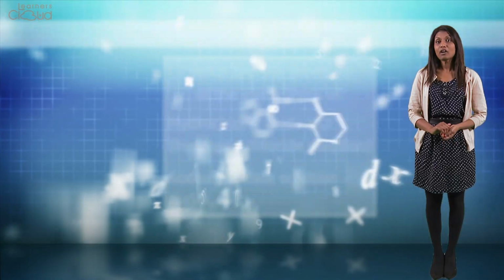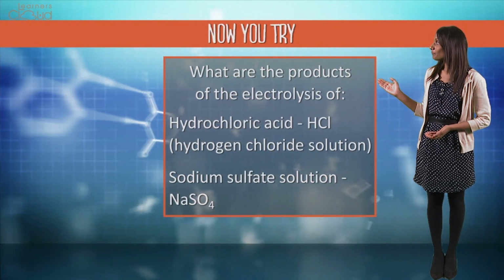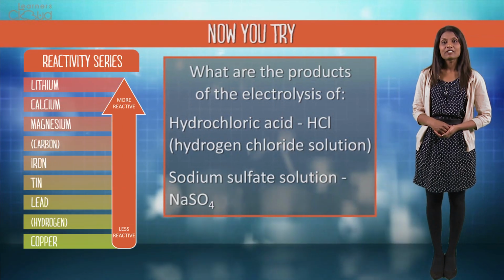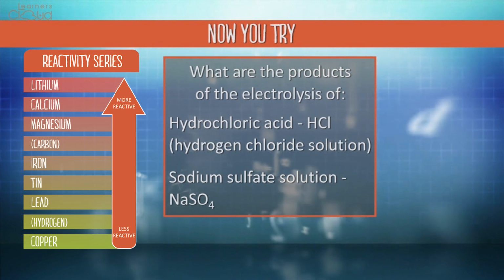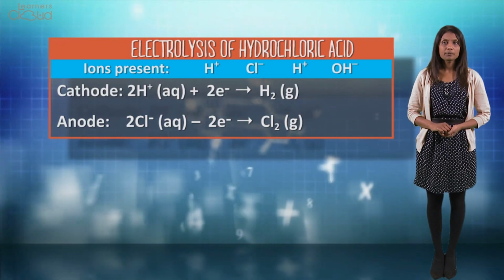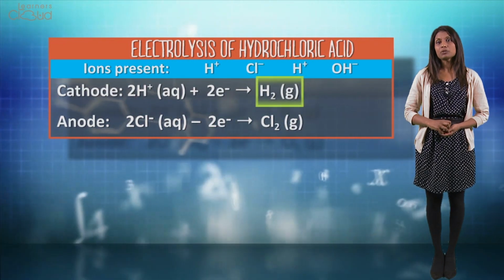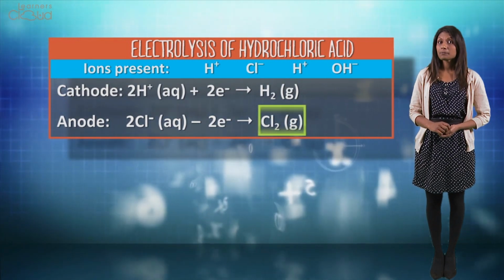Now you try to predict the products of the electrolysis of hydrochloric acid, hydrogen chloride and sodium sulfate solution. Here is the reactivity series to help you. How did you do? Let's take a look. The electrolysis of dilute hydrochloric acid is fairly straightforward. The hydrogen gas is produced at the cathode and the chlorine gas is produced at the anode.